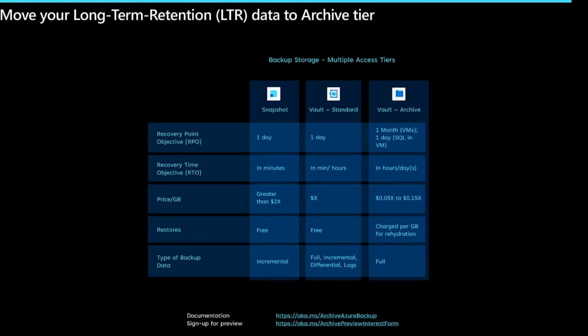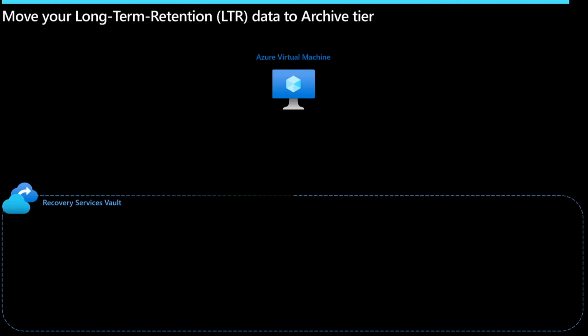An important thing to understand is that even though the standard tier stores data as incrementals for VM backups, they get converted into full backups when you move to archive tier. This provides a self-contained and secure recovery point, thereby removing any additional points of failures when you want to restore your critical data. Let's look at how this works. Let's take the example of an Azure VM that you want to protect using a recovery services vault.